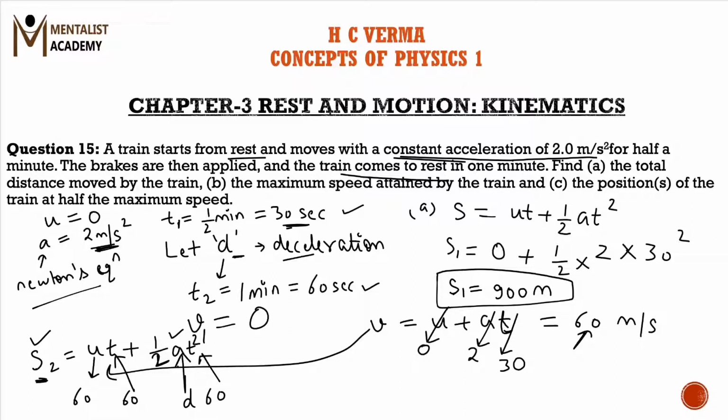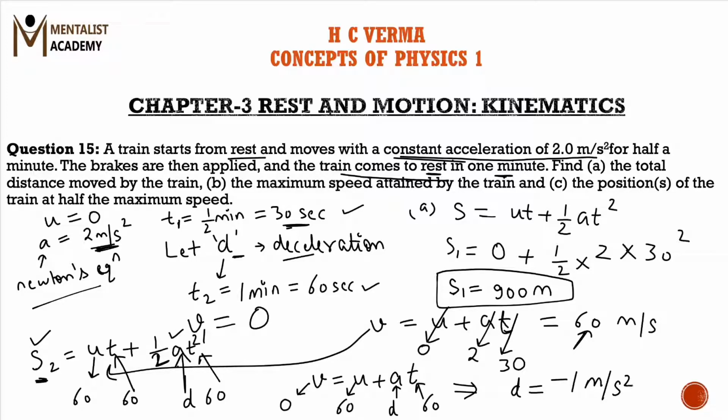So let us apply another equation, that is v is equal to u plus at. Now the train comes to rest in 1 minute. We have this data. So therefore the velocity after deceleration is 0. The initial velocity when the deceleration started is 60 meter per second, and this we have to find, that is d, and the time taken in deceleration is 1 minute. So therefore we will put it as 60 seconds. So solving this, we can find out d is equal to minus 1 meter per second square. So we have found out the deceleration.